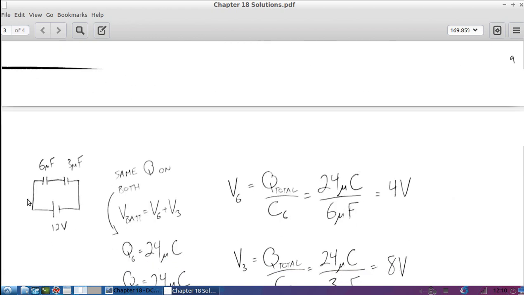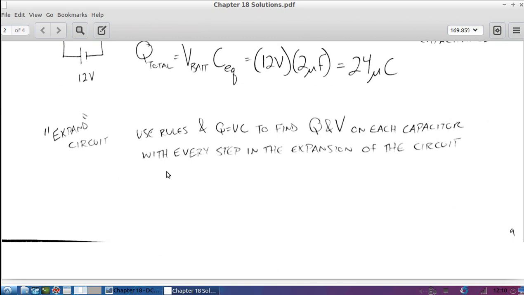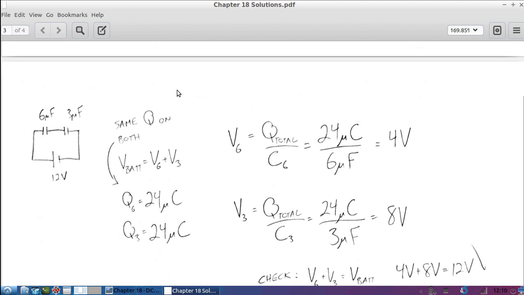Again, like I said, it may seem a little redundant, but I like to be careful. All right. So we're using Q equals VC and our voltage and charge rules to find Q and V on each capacitor. So I go back one step, right? I split it back up into the 6 microfarad and the 3 microfarad capacitor.